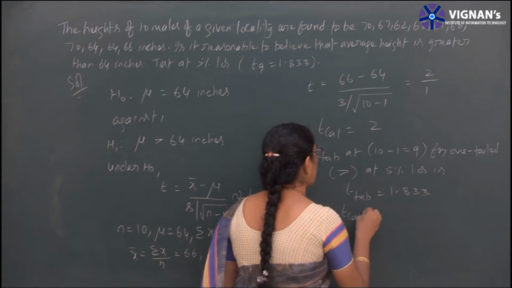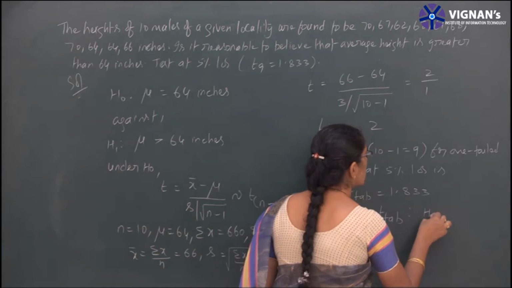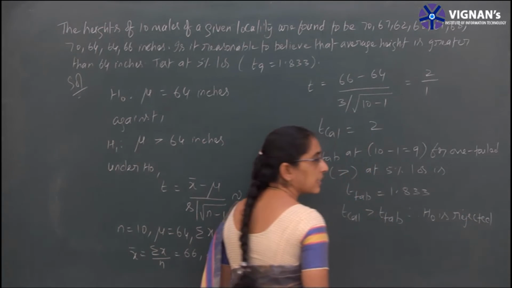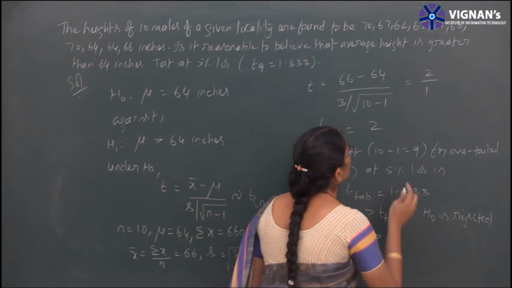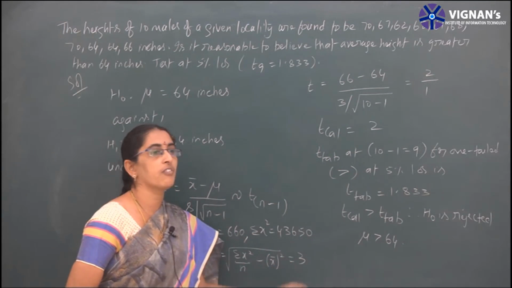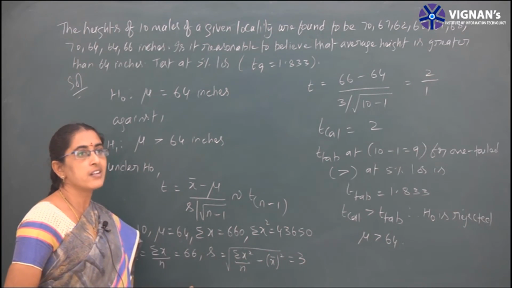That means t calculated is greater than t tabulated, so therefore H0 is rejected. H0 is rejected means we are accepting H1, that means mu is greater than 64. So we are accepting that the average height is greater than 64 inches. So that's about the problems on single mean for small sample.